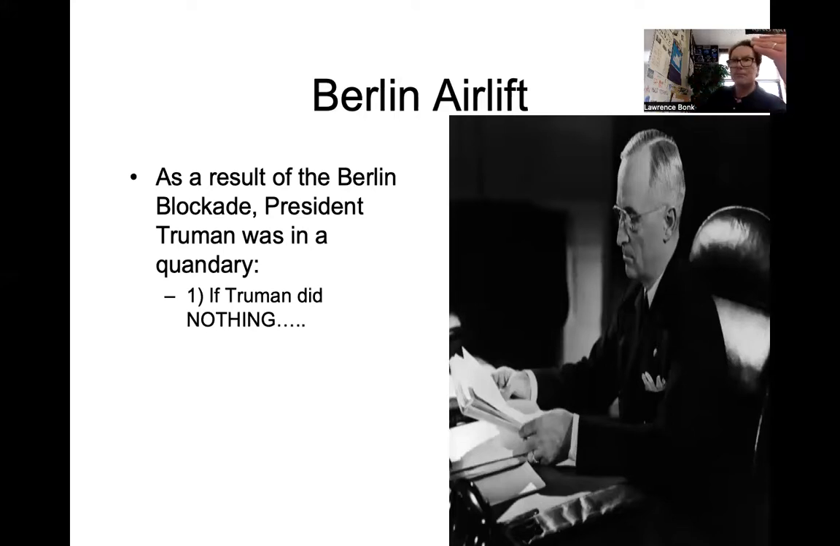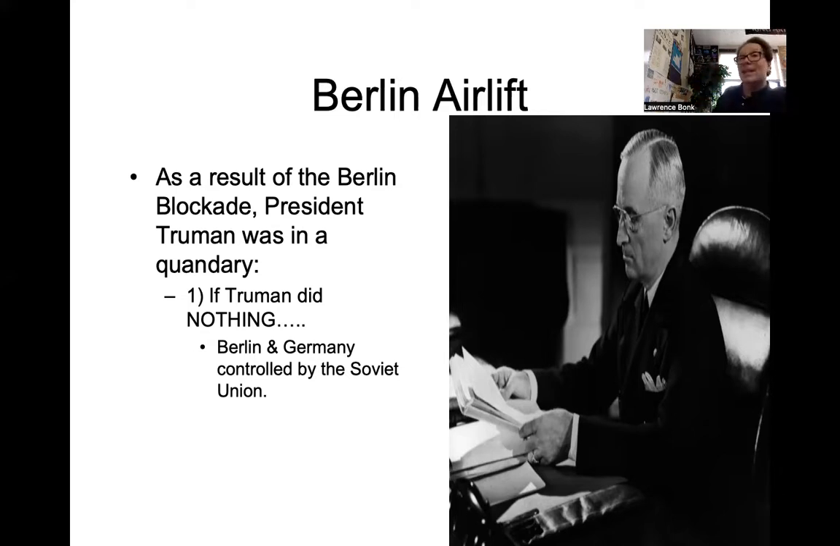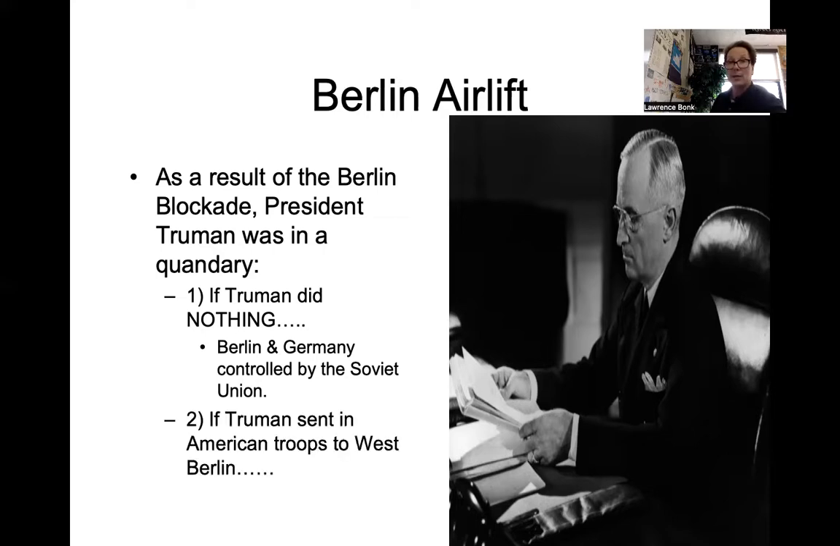Number one, if Harry Truman basically does nothing, he lets the Soviet Union maintain this blockade. If he does nothing, then what's going to happen is eventually all of Berlin, East and West Berlin, would be under the control, the hegemony, there's that word I keep using again, the influence of the Soviet Union. And eventually, if Berlin is controlled by the Soviet Union, eventually all of Germany would be controlled by the Soviet Union.